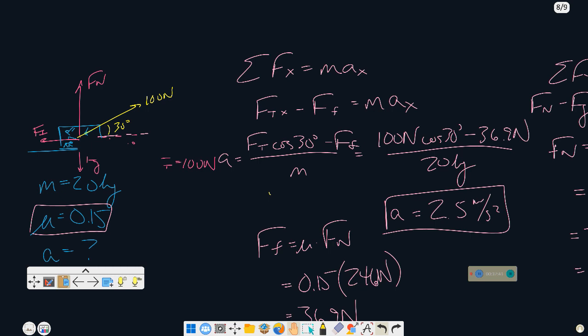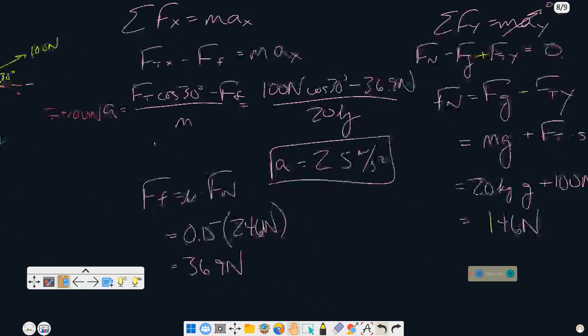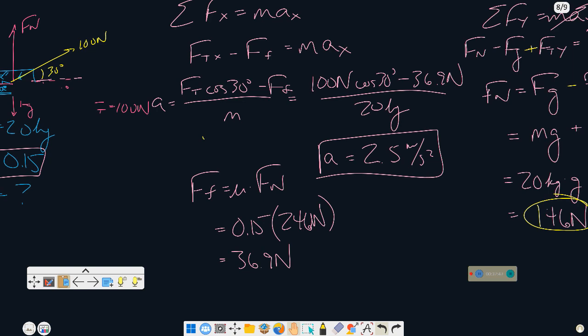But what's going to change is force normal is now smaller. Since force normal is now smaller, what will also be smaller? Force friction is going to be a lot smaller. And if force friction is a lot smaller, what happens to our final answer? You'd accelerate a lot more.